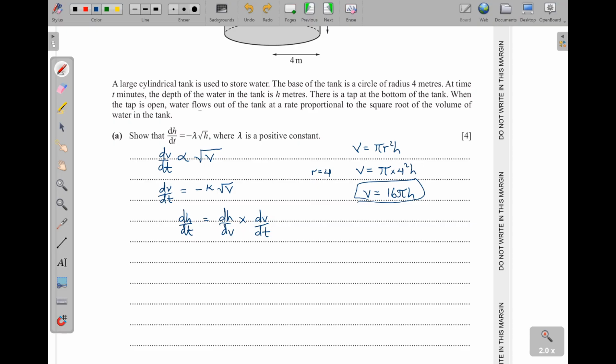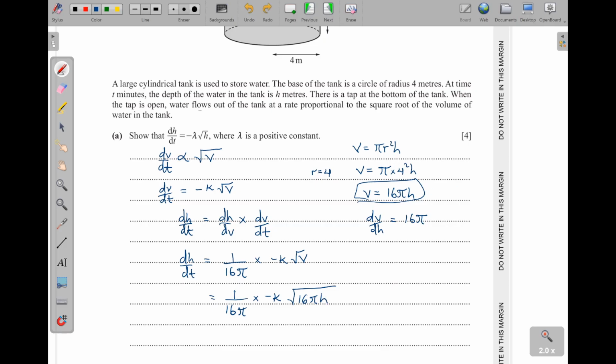Now, what is our dh/dV? dh/dV is the same as 1 over dV/dh. So from here we can find dV/dh. dV/dh is going to be 16 pi. So we shall have dh/dt equal to, dh/dV is 1 over 16 pi, then times dV/dt. dV/dt is negative k root of V. But what is our V? Our V is 16 pi h, is here.